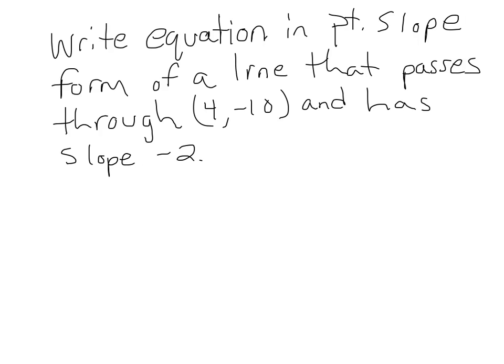Well, to write an equation in point-slope form, maybe we should know what point-slope form is. It's y minus y1 equals m times x minus x1, where you can plug in a point here, here, and your slope here. Doesn't get any easier than this.